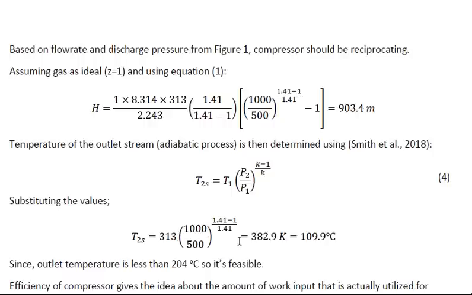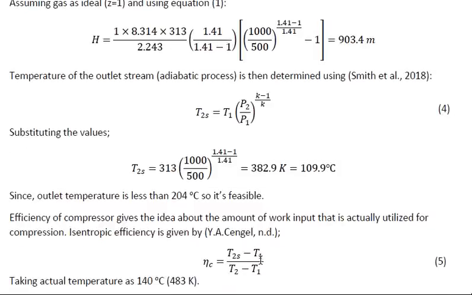this temperature for the isenthalpic process comes out to be 109.9 degrees Celsius. There is a limit that the outlet temperature should not be greater than 204 degrees Celsius. So we know that our process is feasible.